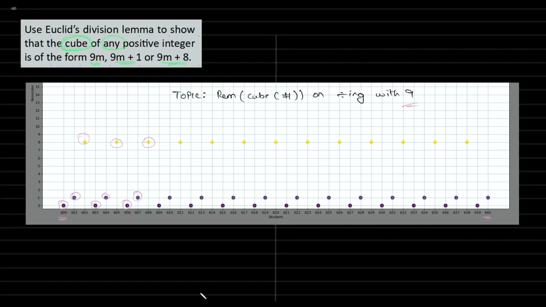Next, the proof. Proof of that: you take any random integer. This was just a few specific cases, but you have to show it for all the integers. For that we need to make use of Euclid division lemma.